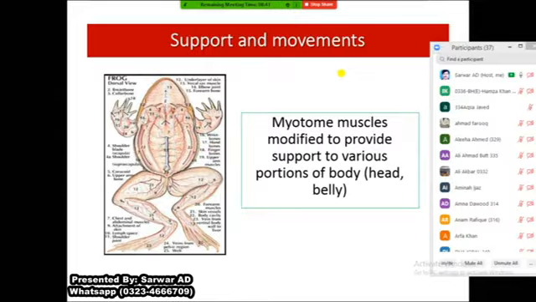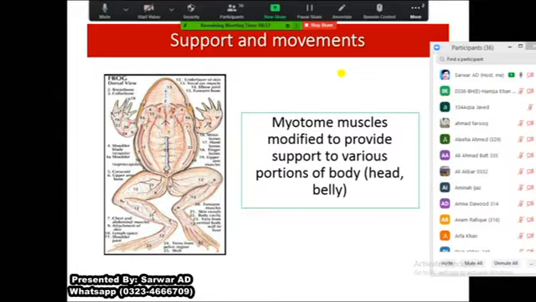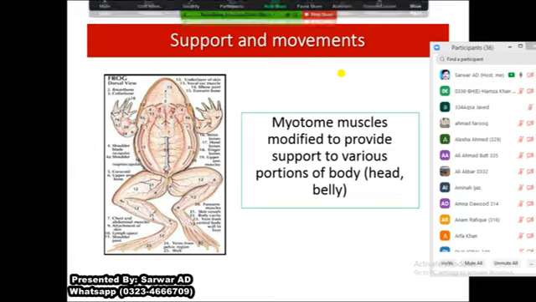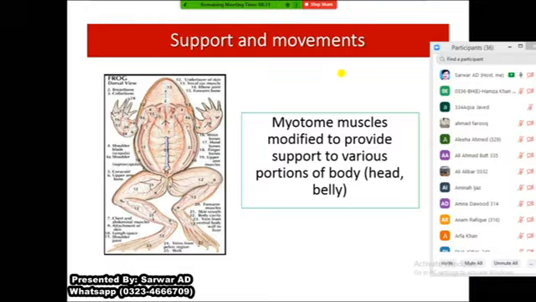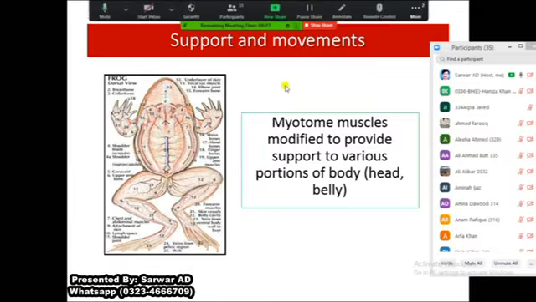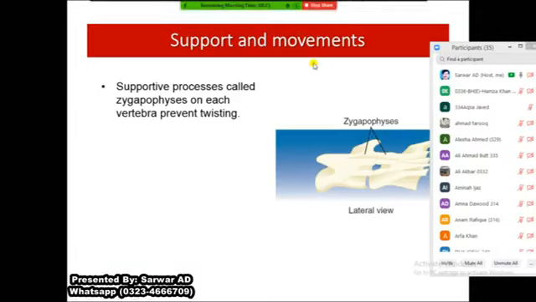Myotomes are muscles modified to provide support to various portions of the body, head and belly. These are special types of muscles which are modified to provide support to various portions of the body, especially the head and belly region of the amphibians.